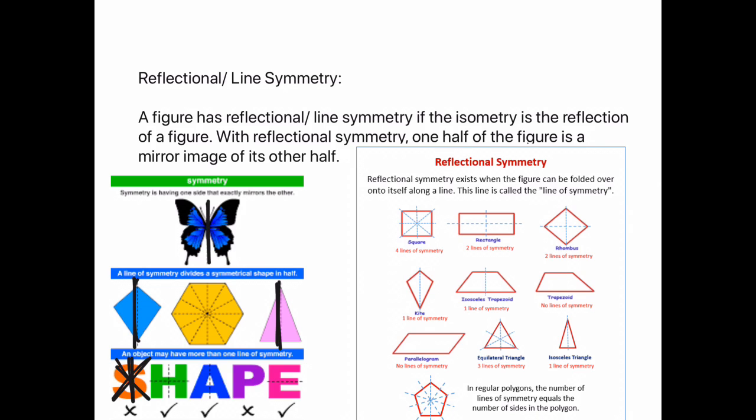So over here on the right, we see squares have 4 lines of symmetry and rectangles have 2. Rhombuses also have 2. Kites always have 1. Isosceles trapezoids always have 1. Regular trapezoids, non-isosceles trapezoids, have none. Parallelograms have none. Equilateral triangles have 3, and isosceles triangles have 1. In point of fact, this right down here is a very important concept. In regular polygons, which means they have equal angles and equal sides, the number of lines of symmetry is always equal to the number of sides in the polygon.